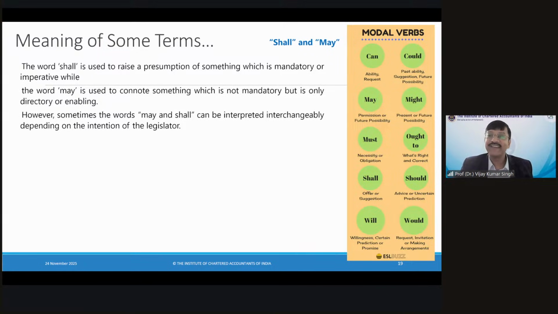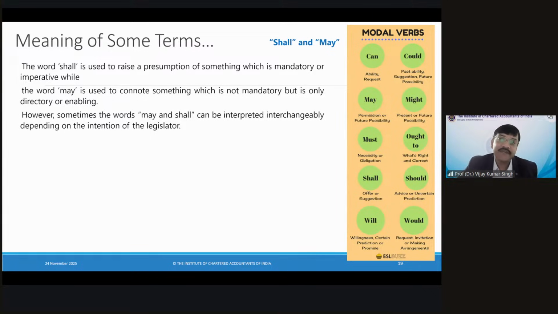Now, this is a tricky situation. Many a times you will find courts look into it and try to find whether may is shall or shall is may. I can give you one example. One of the provisions under the Insolvency and Bankruptcy Code gave a mandatory situation and used the word shall, that all the cases relating to the Insolvency and Bankruptcy Code shall be decided within 330 days, right? Now, when it says shall, that means it is mandatory.